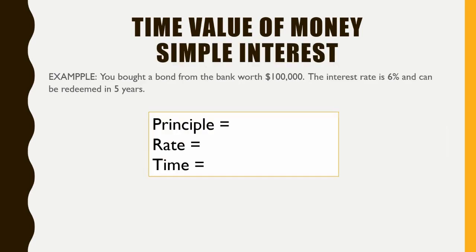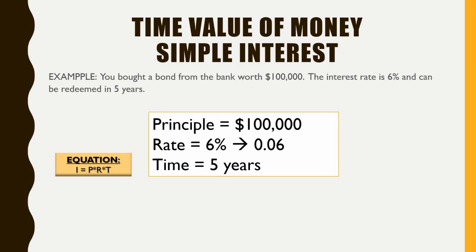Then, as I calculate this, I have to figure out my grand total interest I will be collecting in 5 years. So here we have to determine the principal. I originally invested in a $100,000 bond. My interest rate was 6%, and it could be redeemed in 5 years. So everything is in. We have the percentage, we have to convert it into decimal to make it easier to calculate, and it's already in 5 years.